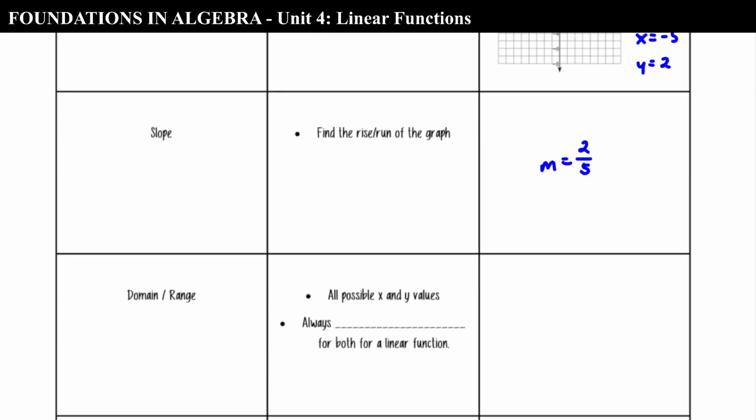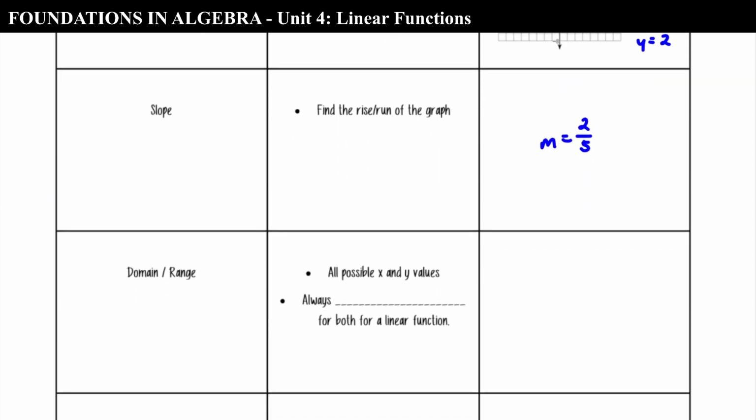The domain and range. So the domain and range are all possible x and y values, if you recall that. It's always going to be -infinity to +infinity for both the domain and range for a linear function, with one exception, and that is if you have a horizontal line. If you have a horizontal line, your domain is still going to be -infinity to +infinity, but your range is going to be whatever that y value is. So it will be a set of one number, being that y value.